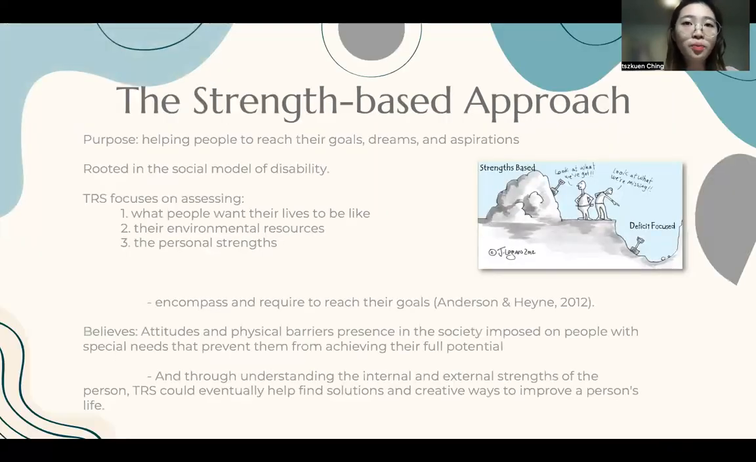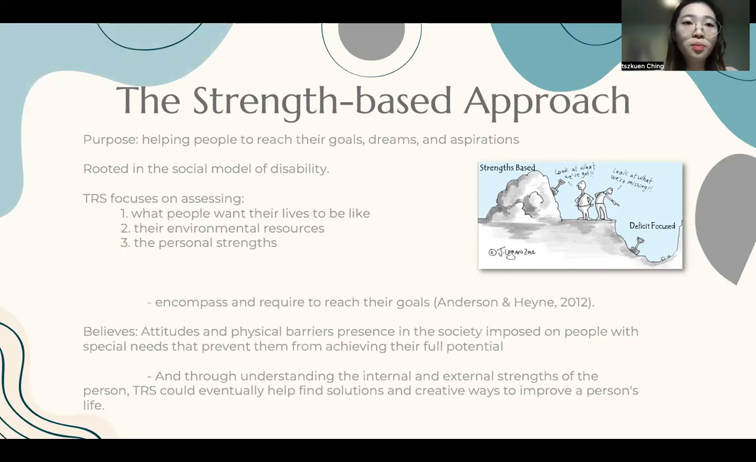Another fundamental approach in TR is the strength-based approach. The strength-based approach has the purpose of helping people to reach their goals, dreams, and aspirations. It is rooted in the social model of disability. Therapeutic recreation specialists focus on assessing what people want their lives to be like, and the environmental resources and personal strengths they encompass and require to reach their goals.